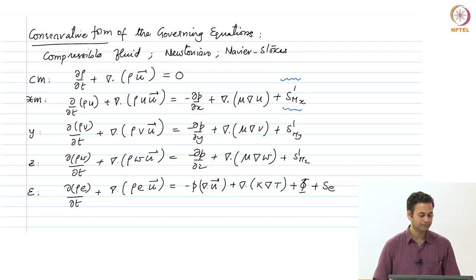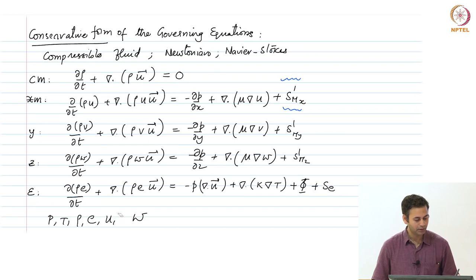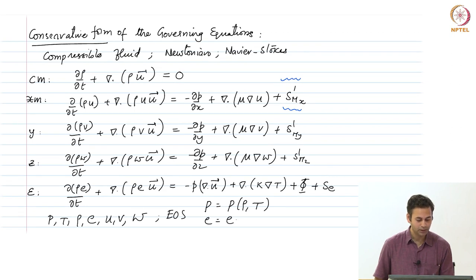So essentially we have all these five partial differential equations that are also coupled, right? And the unknowns are, as we discussed before, P, T, rho, E, U, V, W, right? So these are all the unknowns, essentially seven unknowns. In addition to these equations, we also have the equation of state, right? So the equation of state is given by P equals P of rho, T as well as E equals E of rho, T, right? So the internal energy and the pressure, both of them are related through the equation of state, okay? So now we have 5 plus 2, 7 equations and 7 unknowns, right? So the system is completely balanced and we can solve for this, okay?